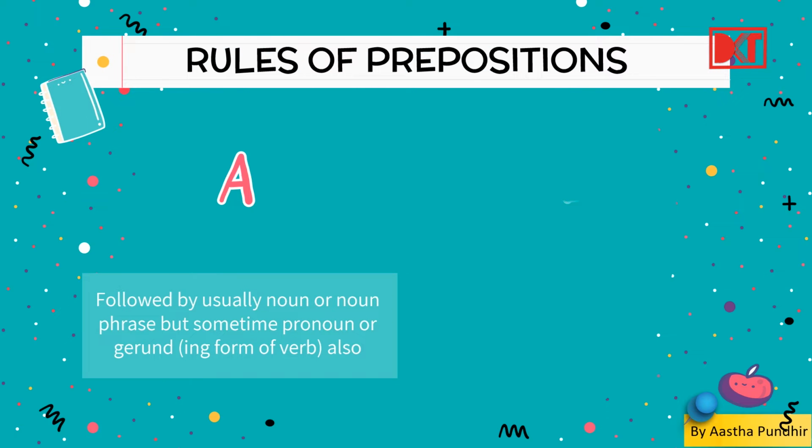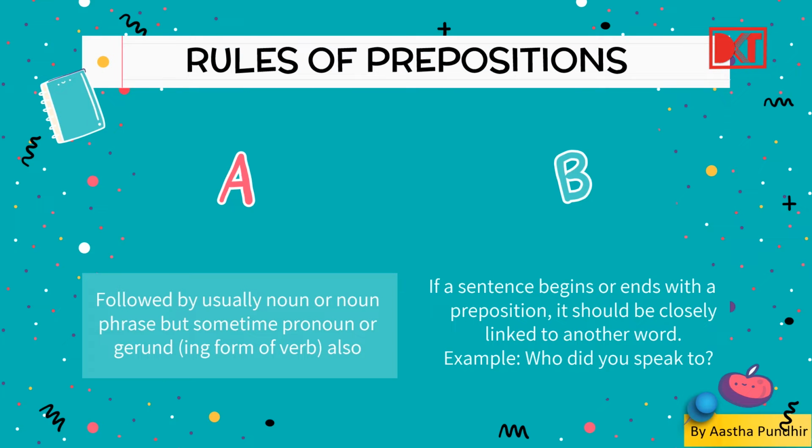Okay. So what are prepositions? They are usually followed by a noun, but sometimes a pronoun or gerund also. What is a gerund? The ing form of a verb. We will learn this in verbs. So noun or noun phrase, sometimes pronoun as well, or else gerund also.